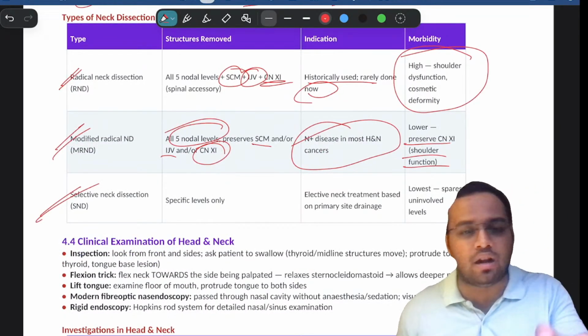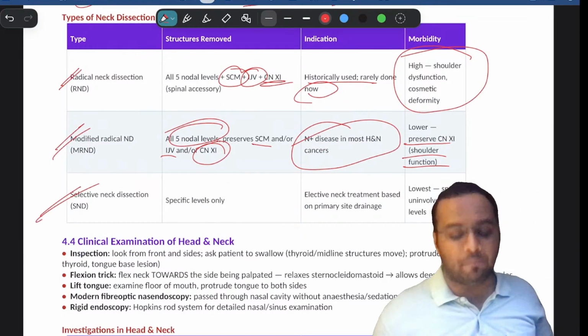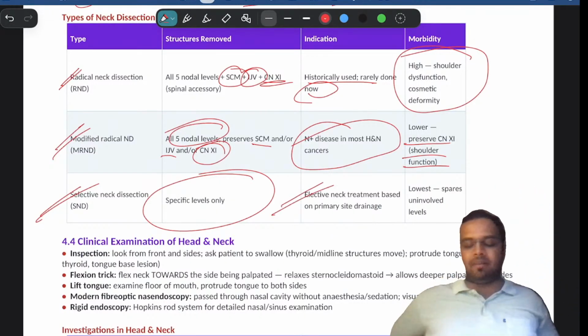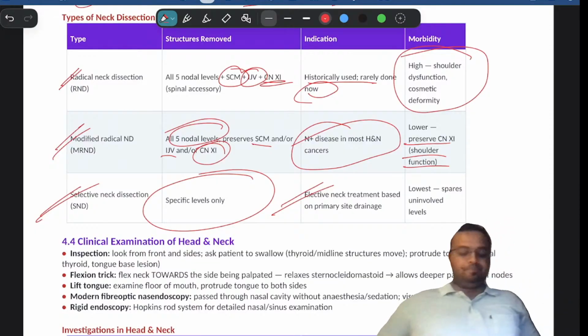So remove only as much as is involved; don't go for removing everything. So specific levels are only removed, typically in elective neck treatment based on primary site drainage. So it is very much important. I hope it is very much clear.